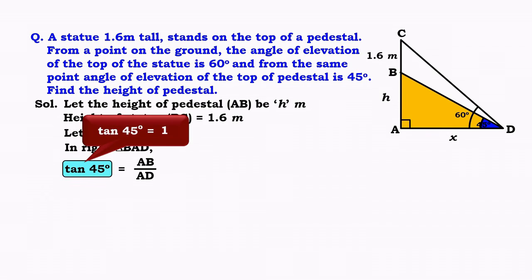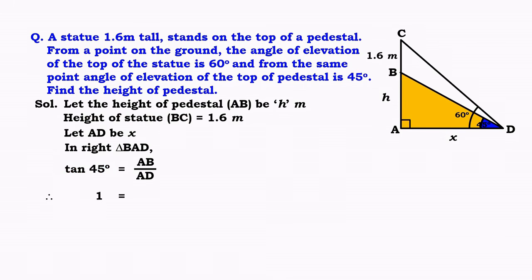We know that the tangent of 45 degrees is 1. So, 1 is equal to h divided by AD. Therefore, AD is equal to h. This gives us an important result that we will use in the next triangle.